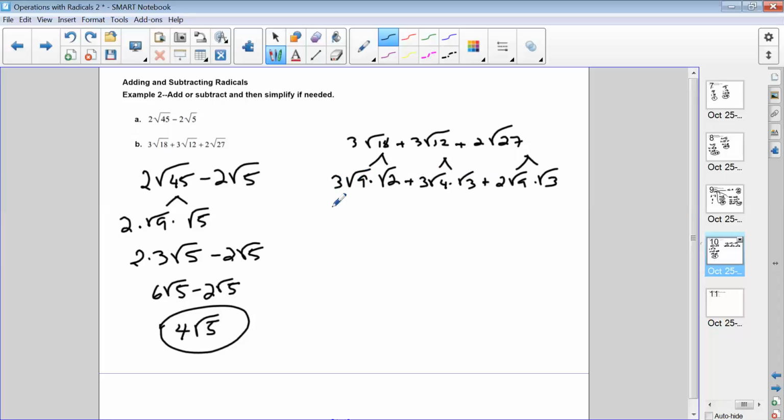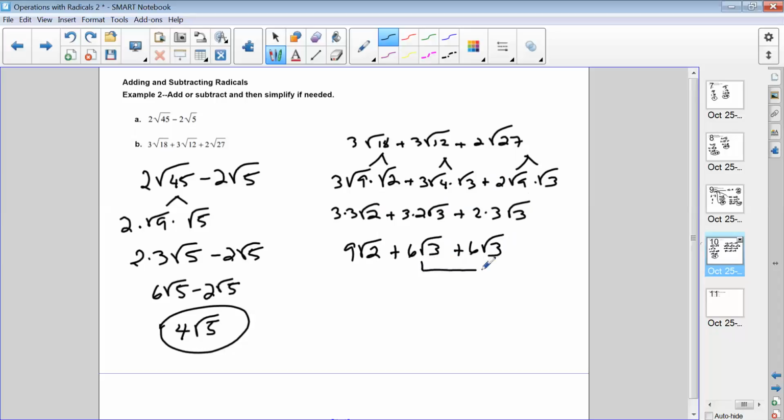So 3 times the square root of 9, which would be 3 times 3 times the square root of 2, plus 3 times the square root of 4, which would be 3 times 2 times the square root of 3, plus 2 times the square root of 9, which would be 2 times 3 times the square root of 3. So this will be 9 times the square root of 2, plus 6 times the square root of 3, plus 6 times the square root of 3. And these are my like terms. They have the same radicand. So what's 6 plus 6? We get 12 times the square root of 3.